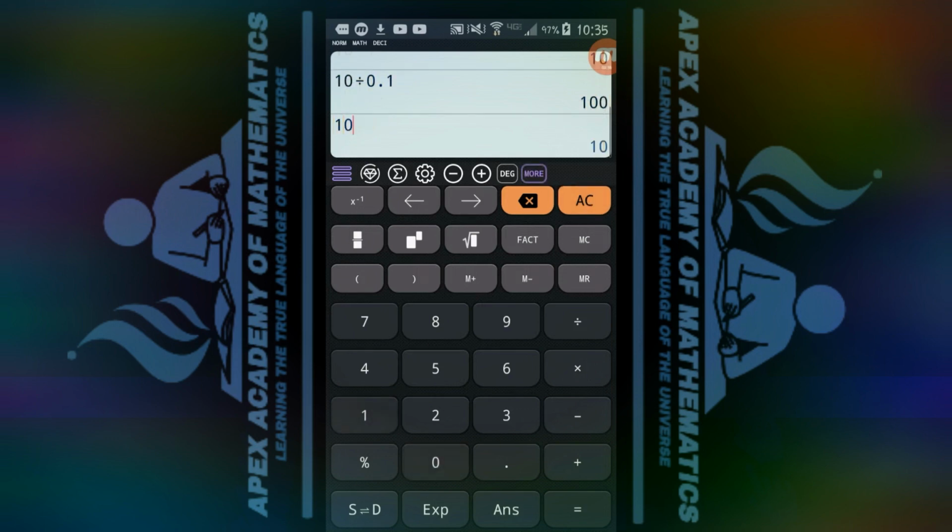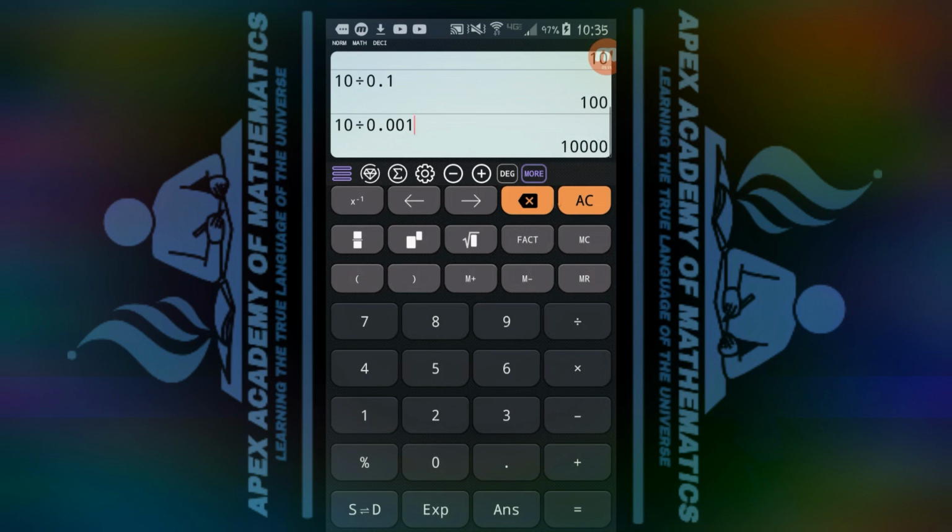10 divided by 0.01. That's 1,000. 10 divided by 0.001. That's 10,000. So as you can see, the more digits that we add before this one, the closer and closer we are getting to 0, but this value is increasing exponentially.